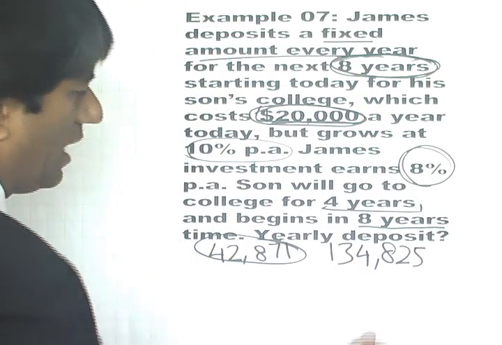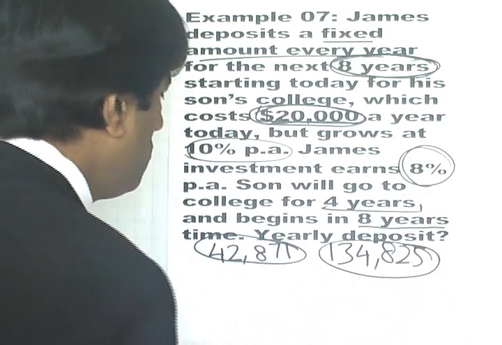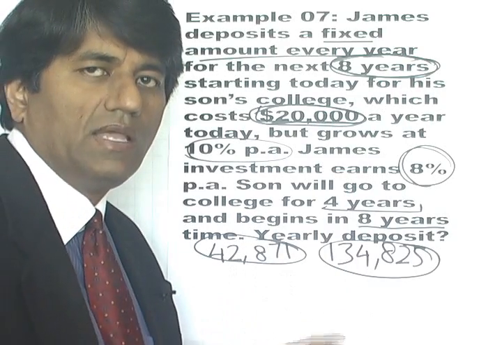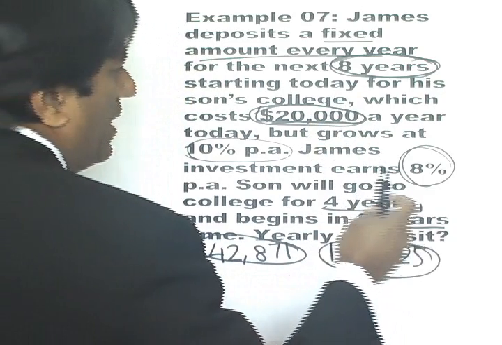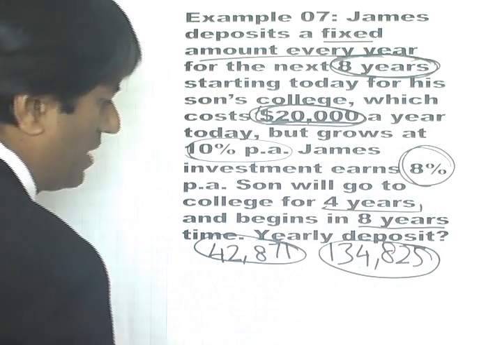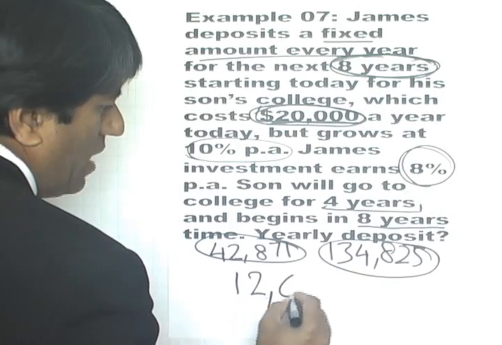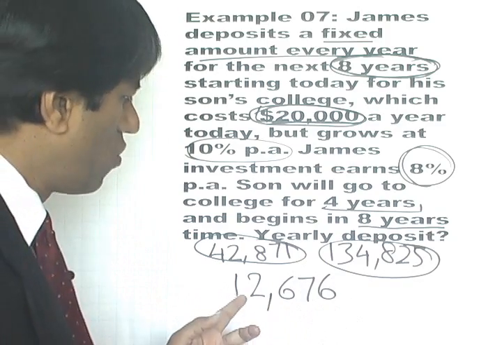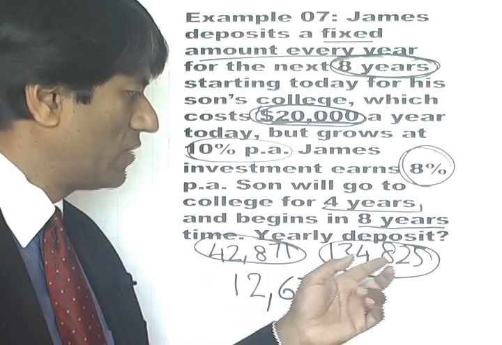And if this is the future value, then you can use your calculator to calculate payments for this future value when the rate of return is 8% and the number of periods is 8. That is going to give you payments of 12,676. So 8 payments of this will lead to a future value of 134,825.